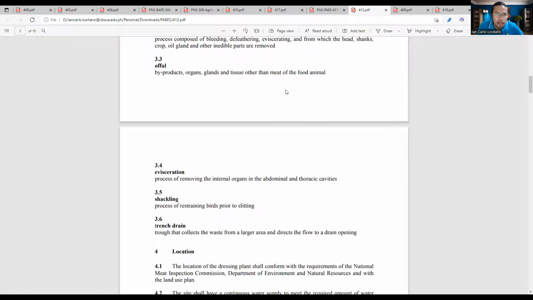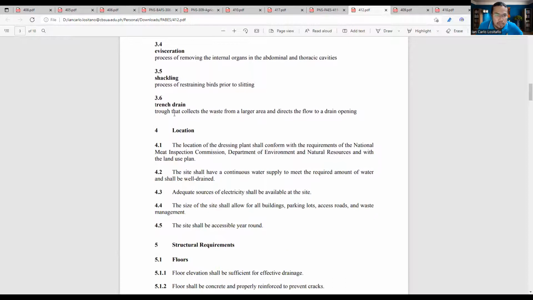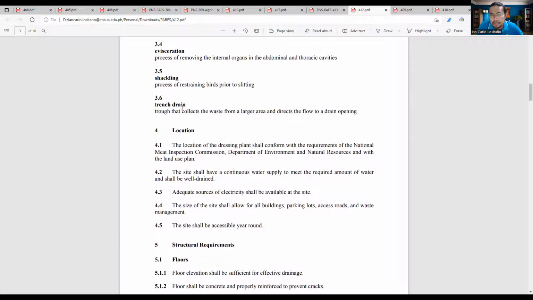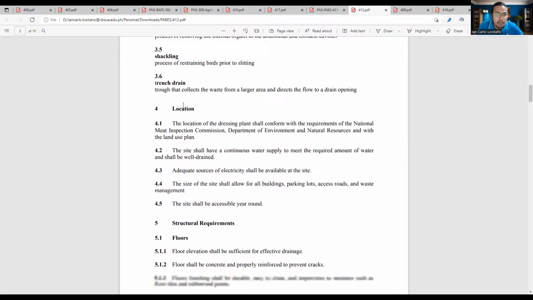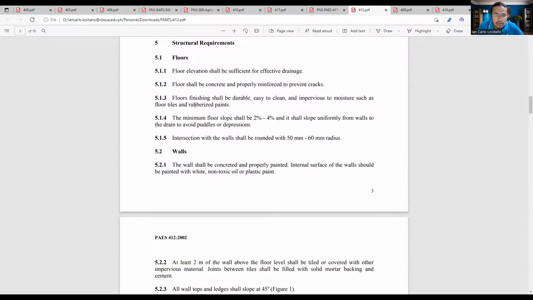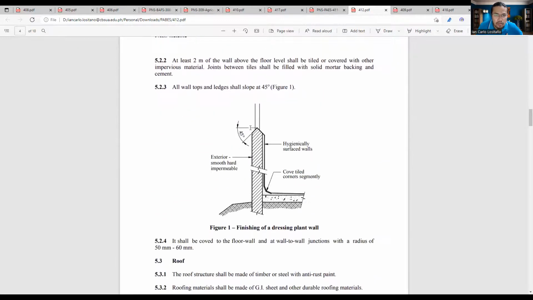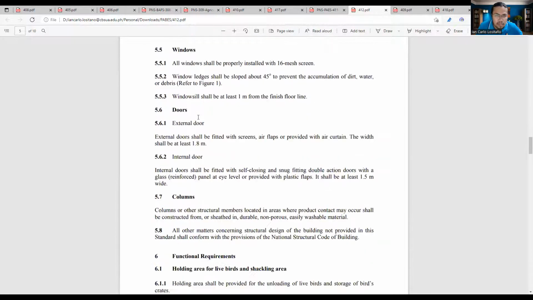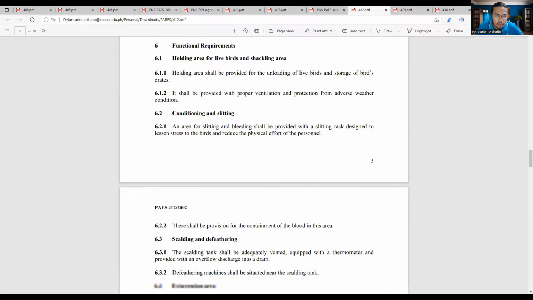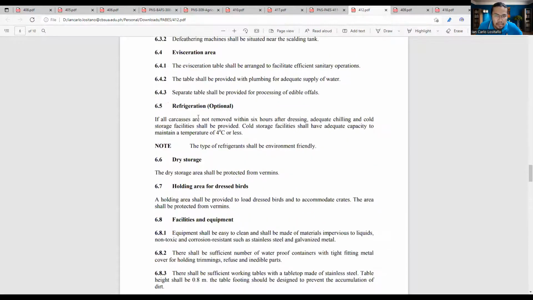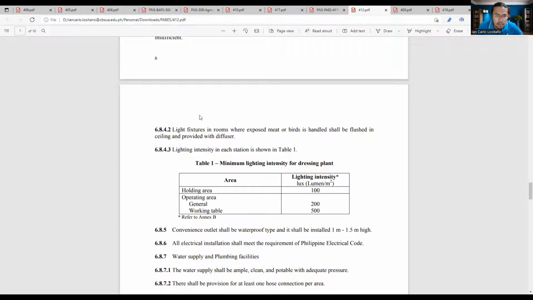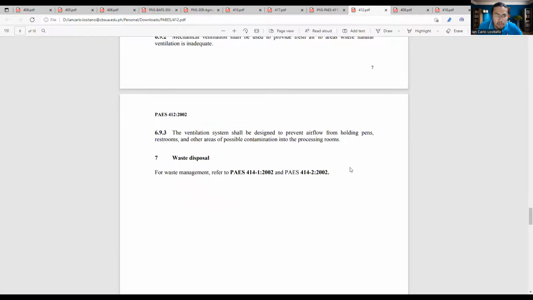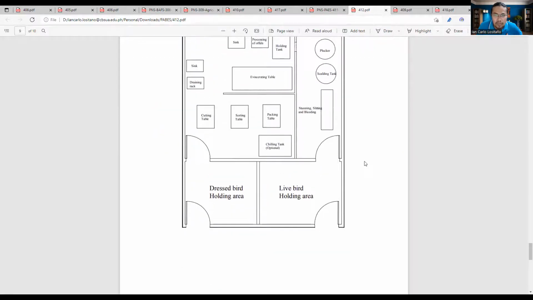Similar process, evisceration. Okay, shackling, or in the livestock, that's gambrelling. You have the same structural components, just differences in the values. Again, requirements for the coving is the same. Roof, ceilings, windows, doors, columns. They should be following the same standards. Refrigeration, holding area, operating area, very much the same, because again, we're talking of the same kind of animal.